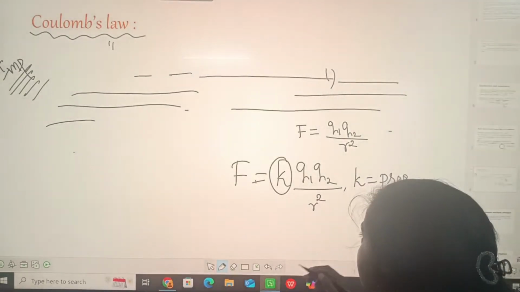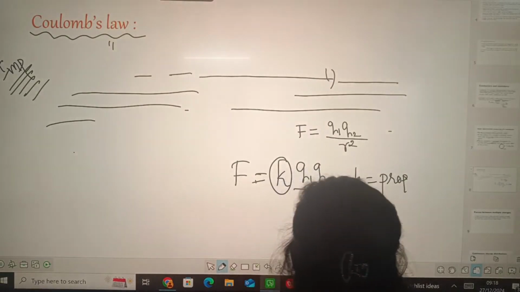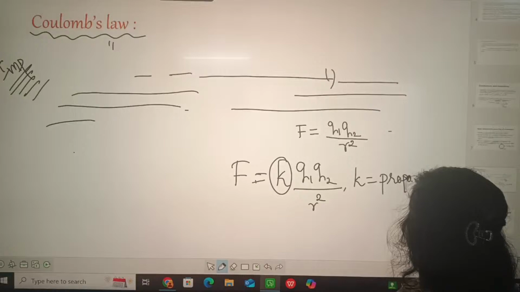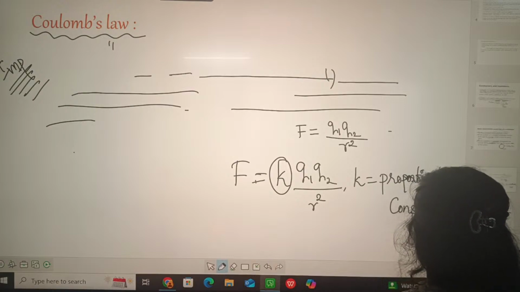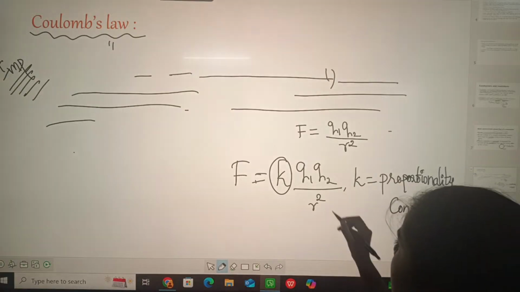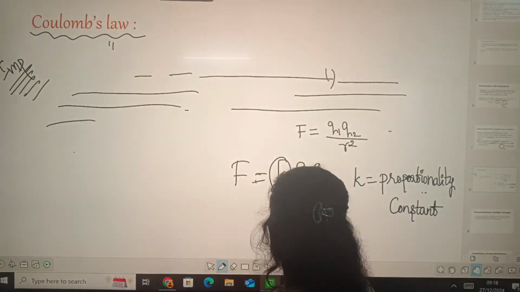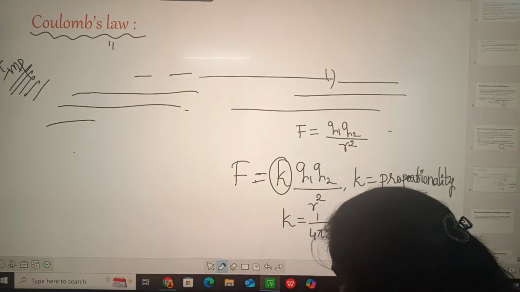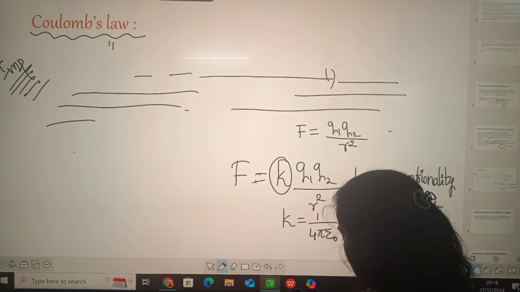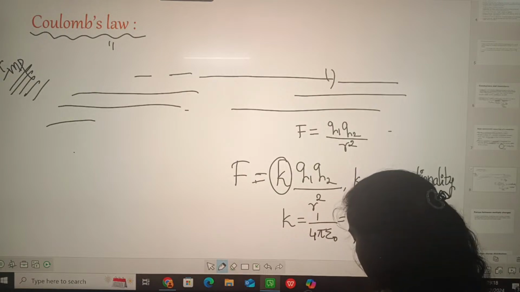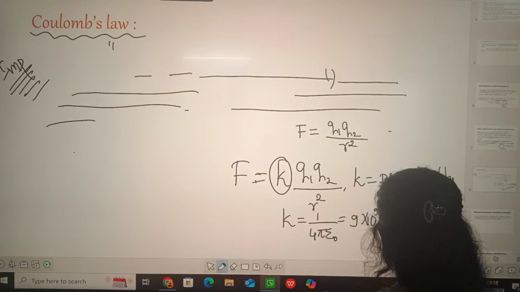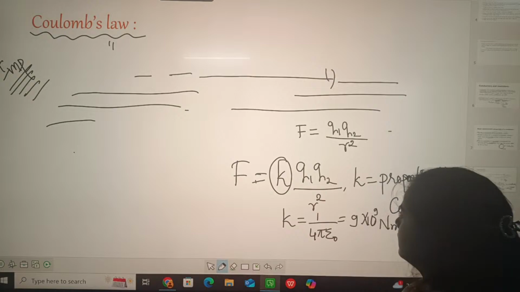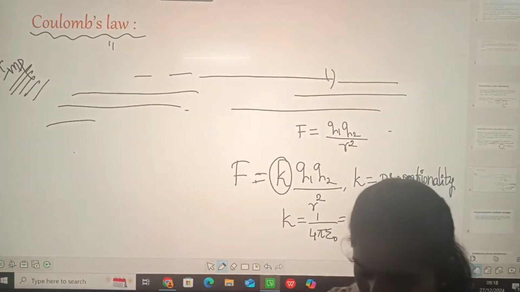Okay, the force is directly proportional, with a proportionality constant, and its value is K, which means 1 by 4 pi epsilon naught, whose total value is equal to 9 into 10 to the power of 9 newton meter square per coulomb square.